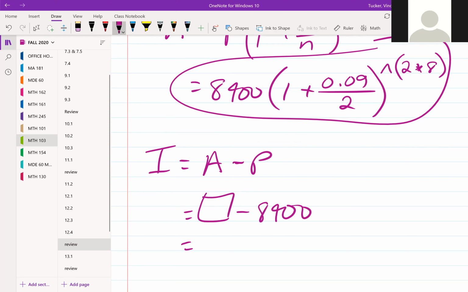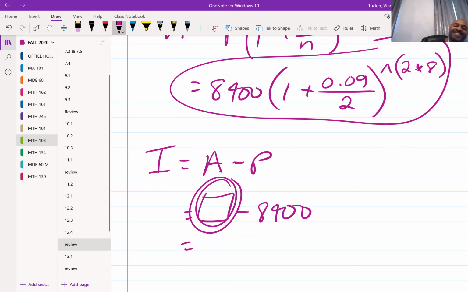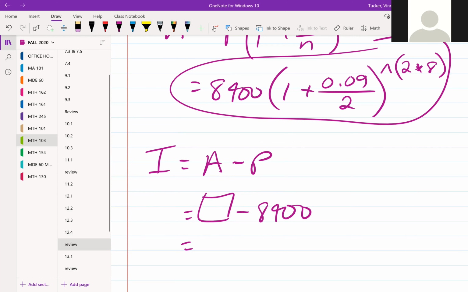It still said it's wrong. Well, what was the number you got for A? Oh, I'm supposed to do A and P together, subtract it. Yeah, that's what I'm saying. Oh, I'm not done yet. Right, right. Now, if it asks you for your maturity value, then all you would do is type in the value you get from the calculator. But it asks you for the interest earned.